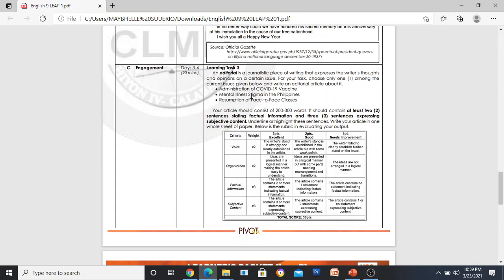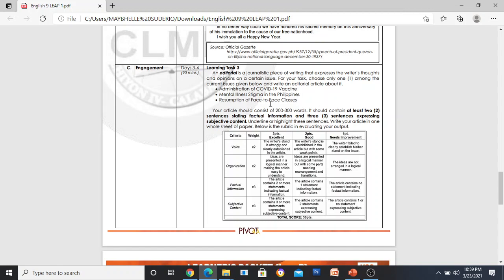Halimbawa, gusto nyo, administration of COVID-19 vaccine, paano nga ba gagawin yung vaccine dito sa Pilipinas? So, kung medyo may alam na kayo doon, pwede kayo magsulat tungkol dyan. What's your opinion about it? What's your thought about it? Or kaya magbasa-basa pa bago sumulat para mas marami kayong mailagay. Or gusto niyo naman mental illness stigma in the Philippines. Ibig sabihin, ano ba yung mga mental challenges na pinagdadaanan ng mga Filipino ngayon? And the last is the resumption of face-to-face classes. Pag ito'y napili mo, ang topic na to ay tungkol sa pagbabalik ng face-to-face classes. Anong opinion mo about that?